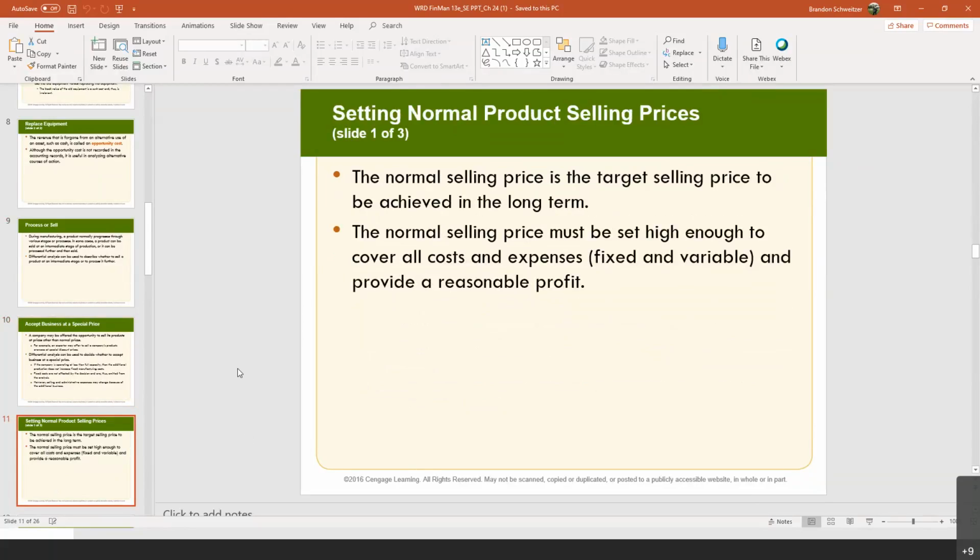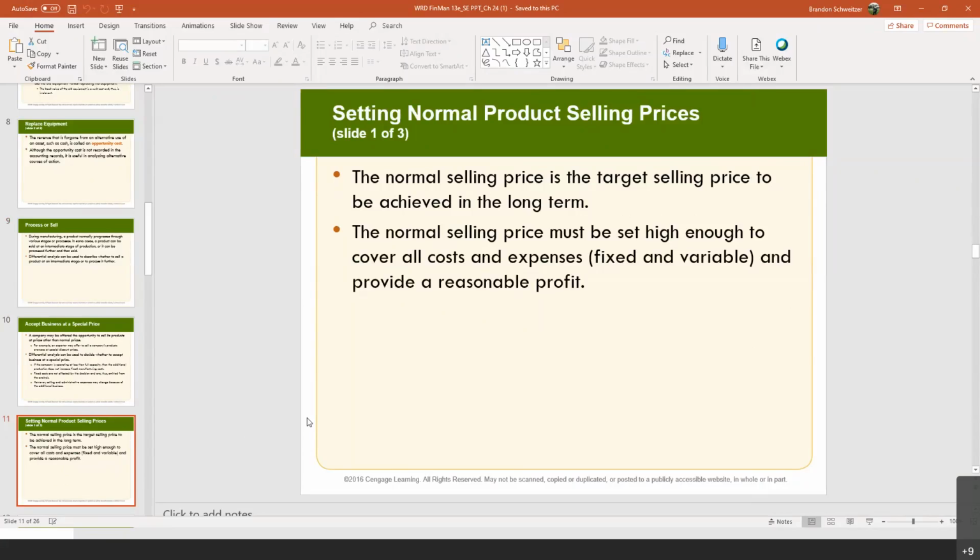Okay, so let's talk about setting prices. This is one of my favorite parts of business: how to decide what price to sell your product at. Setting normal product selling prices is a very important part of business. This is a way for us in the business to set target selling prices. In other words, I'm going to set my prices at a normal rate. Usually this is like market pricing, right?